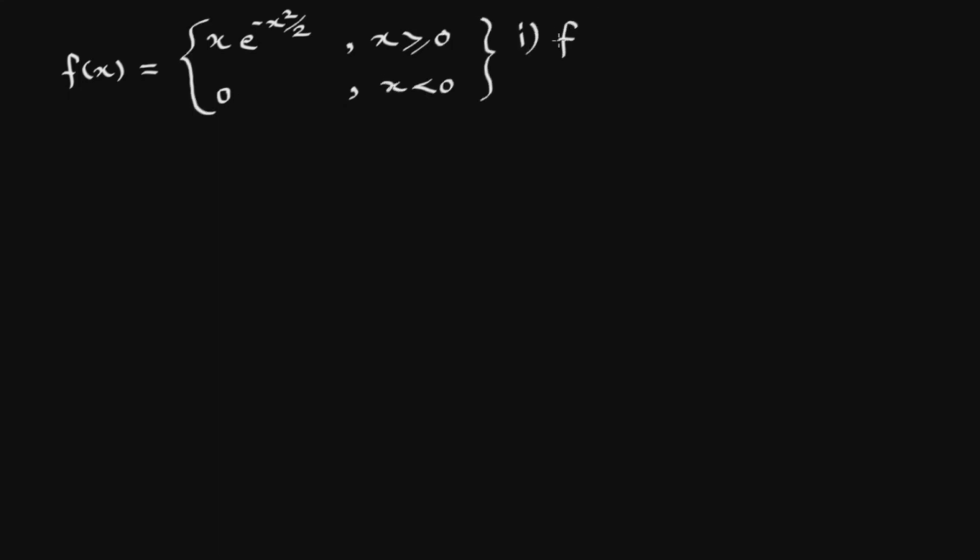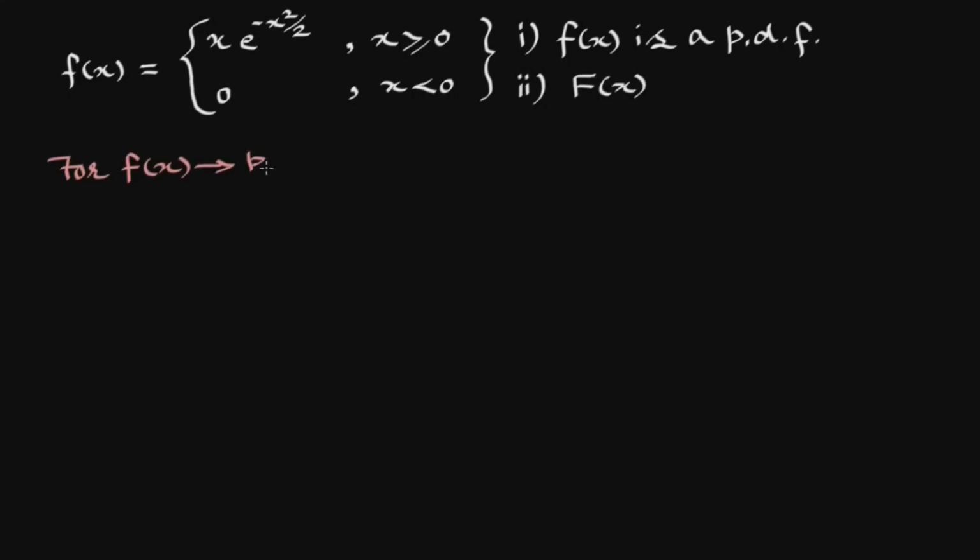In the next problem, we are given f(x) equals x into e raised to minus x square upon 2 when x is non-negative, and f(x) is 0 when x is negative. We have to show that f(x) is a probability density function, and next we have to find the distribution function capital F(x). Now for f(x) to be a probability density function, the function should be non-negative when x is non-negative.